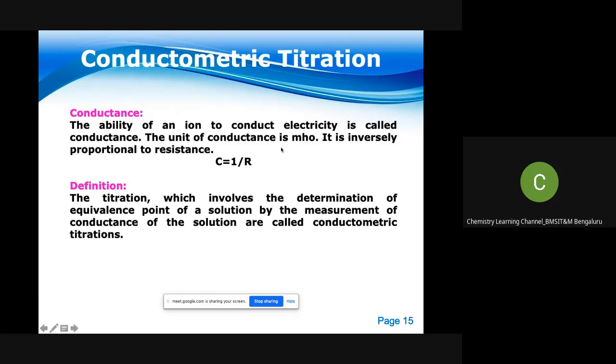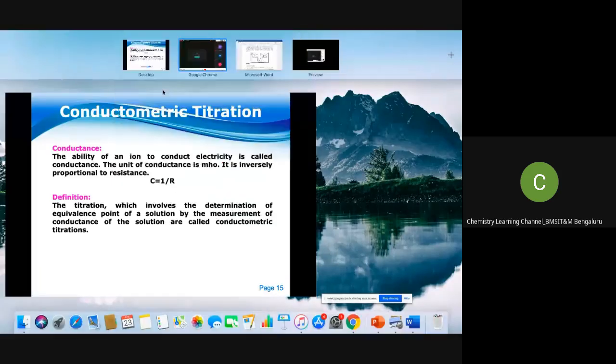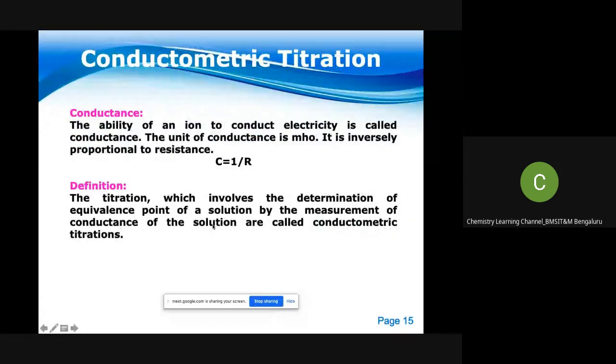And what is the unit of conductance? It is mho, the reverse of ohm. Ohm is the unit of resistance, conductance is the reciprocal of resistance, and its unit is mho. So how do we define this conductometric titration? We are going to measure the conductance of the solution using the instrument called the conductometer. By measuring the conductance values of the solution, we are going to get the end point of the reaction. The end point is nothing but the equivalence point.